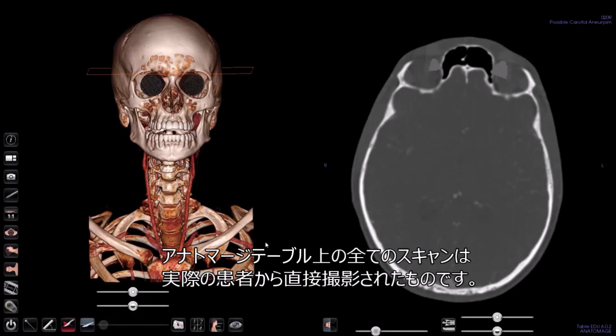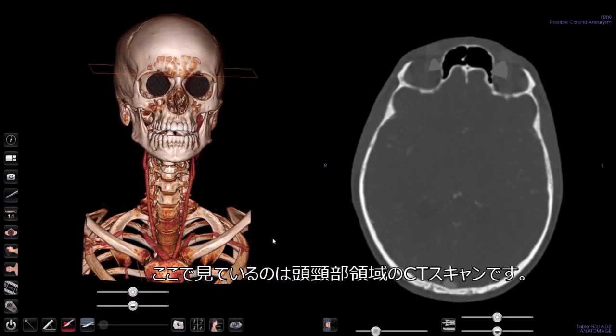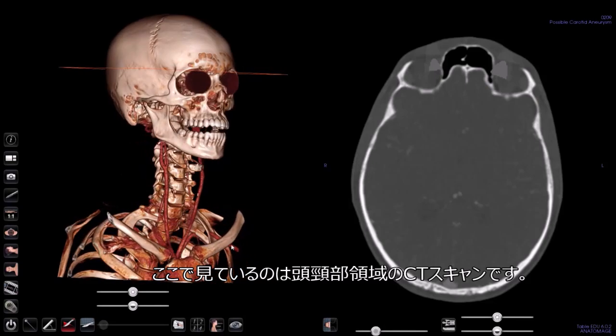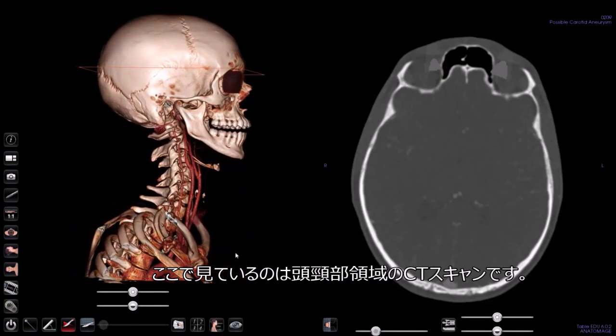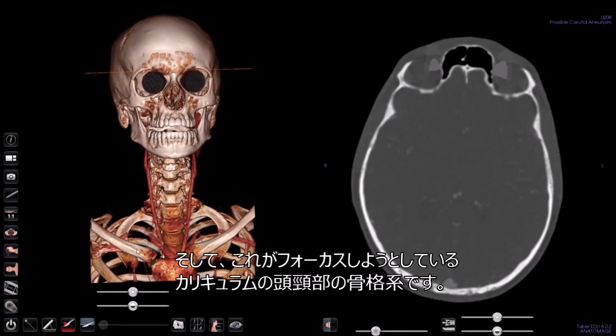Every scan in the Anatomage table was taken directly from a real patient. What we're looking at here is a CT scan of a head and neck region. And so this is the skeletal system of the head and neck of our curriculum that we will be focusing on. So you'll notice that a few things that we are able to do.